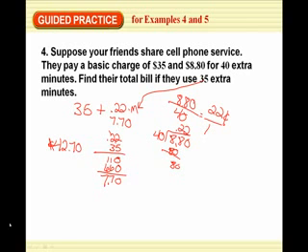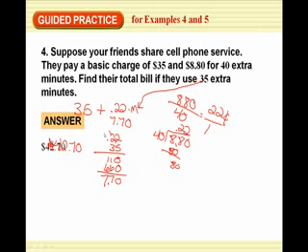Let's see if that is what they get. I ran out of room. Let me check in the book. $42.70. The answer's right there. That was it. All right, so that's it for this unit.